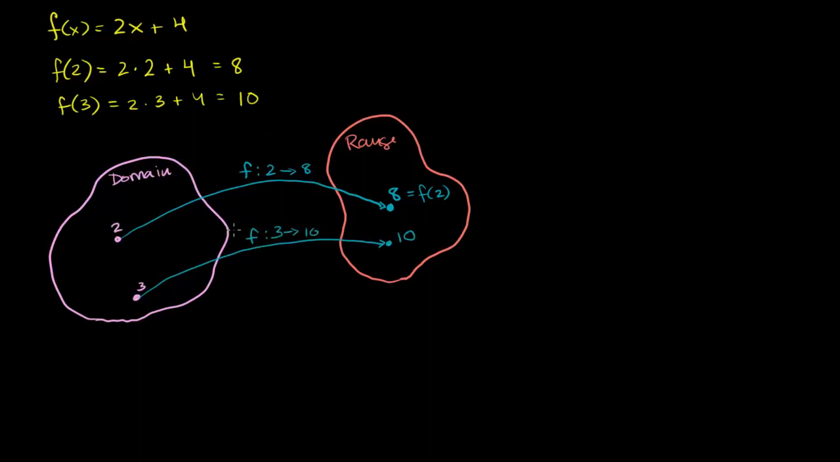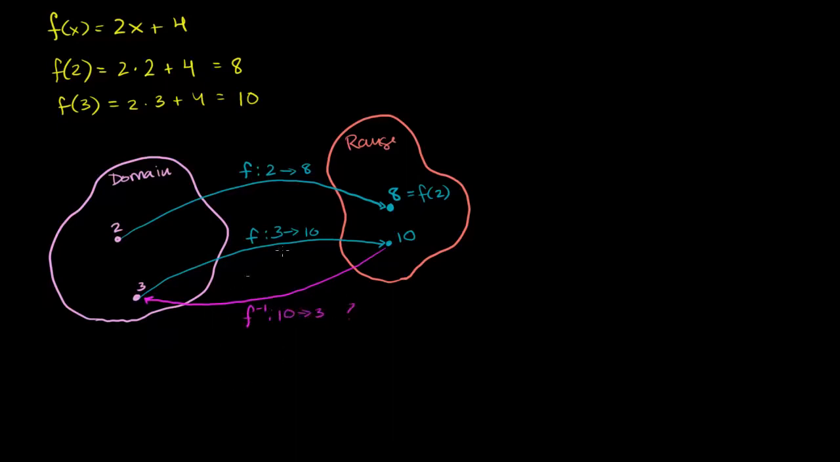Now, this raises an interesting question. Is there a way to get back from 8 to the 2? Or is there a way to go back from the 10 to the 3? Is there some other function, we can call that the inverse of f, that'll take us back? Is there some other function that'll take us from 10 back to 3? We'll call that the inverse of f, and we'll use that as a notation. And it'll take us back from 10 to 3.